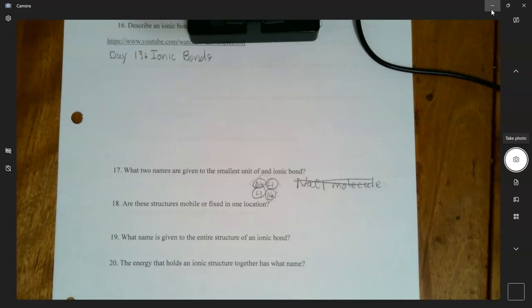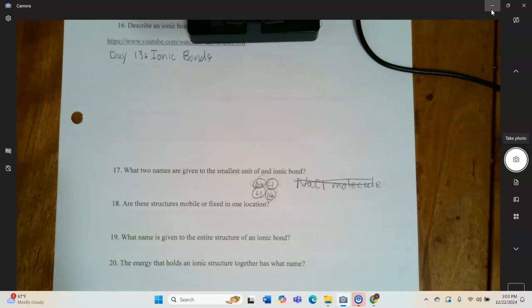All right, now crystal lattice structure, those sodiums and chlorines are held together by an energy called lattice energy, L-A-T-T-I-C-E energy. So I want you to write that down as well, okay? So the ions in an ionic bond are held together by a lattice energy. All right, what name is given to the entire structure of an ionic bond? And that is a crystal lattice structure. Okay, so number 18, they are fixed in one location, and they are in the structure that I mentioned called a crystal lattice structure. Okay, if you write it twice, that's okay.